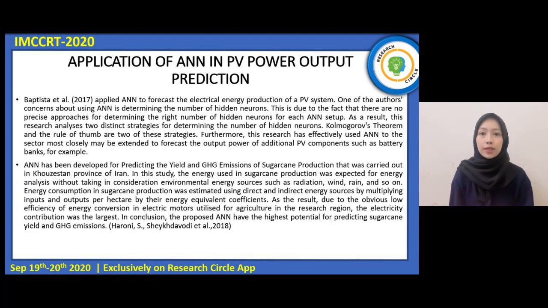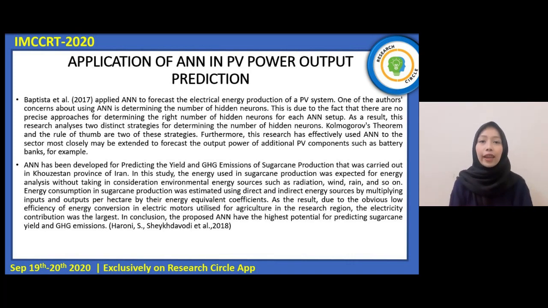In 2017, Baptista applied ANN to forecast the electrical energy production of a PV system. One of the author's concerns about using ANN is determining the number of hidden neurons. This is due to the fact that there are no precise approaches for determining the right number of hidden neurons for each ANN setup. As a result, this research analyzed two distinct strategies for determining the number of hidden neurons. The Kolmogorov theorem and the rule of thumb are two of these strategies. Furthermore, this research has effectively used ANN, and the approach may be extended to forecast the output power of additional PV components such as battery banks, for example.